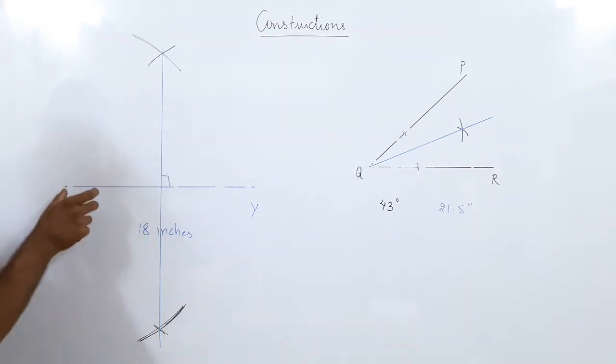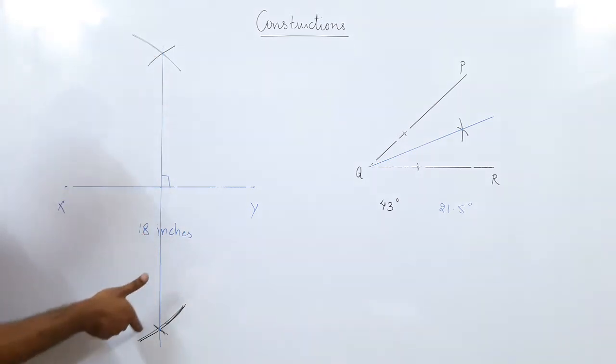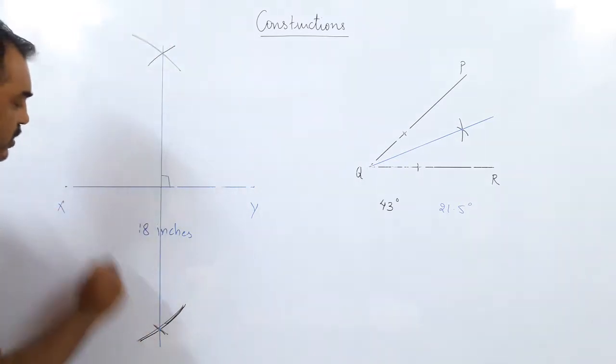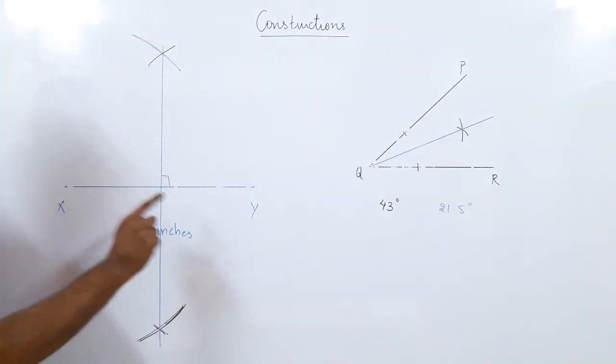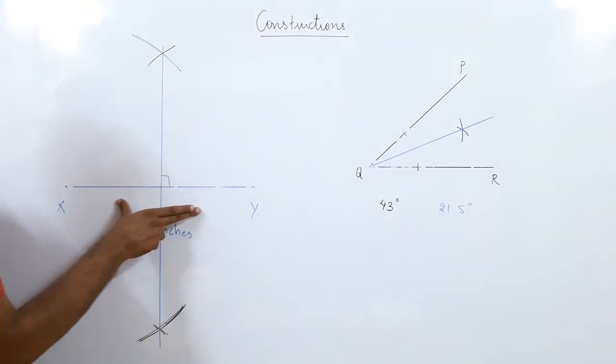So what I did again, from one point I draw an arc, same radius, another arc. From here same radius I draw an arc, I cut an arc, and when I draw them I get exactly 90 degree. Okay, and this line divides this line segment into two equal parts.